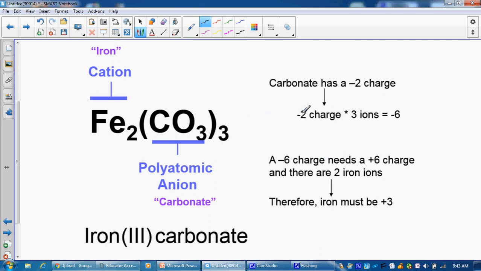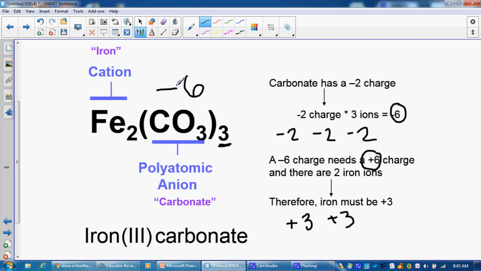Carbonate has a charge of -2, and there's 3 of these. When you see a polyatomic ion in parentheses with a number outside of it, that's how many we have. It would be just like writing -2, -2, and -2, or a total of -6, however you want to think of it. So this part has a -6 charge, which means the metal part has to have a total charge of +6. There's 2 of those, so each atom has to have a +3 charge. +3 and +3 gives us the +6 we need, because we need a total charge of 0. This can be confusing, I understand that.